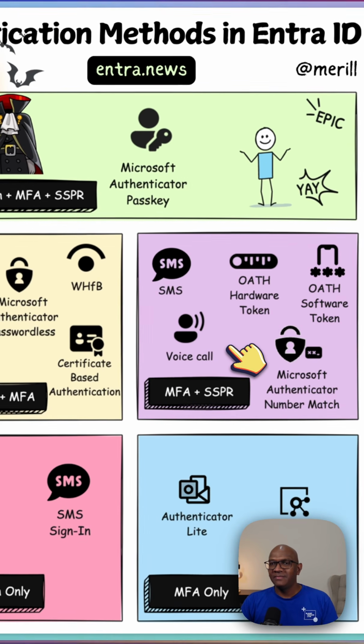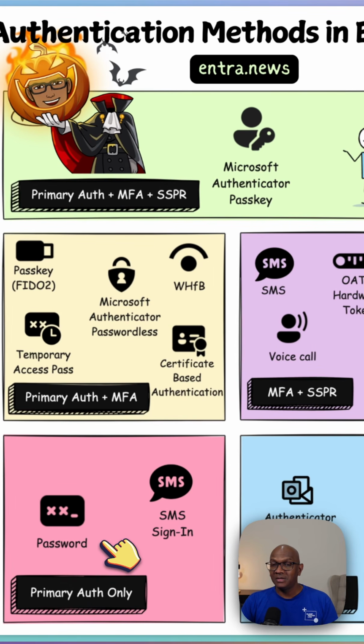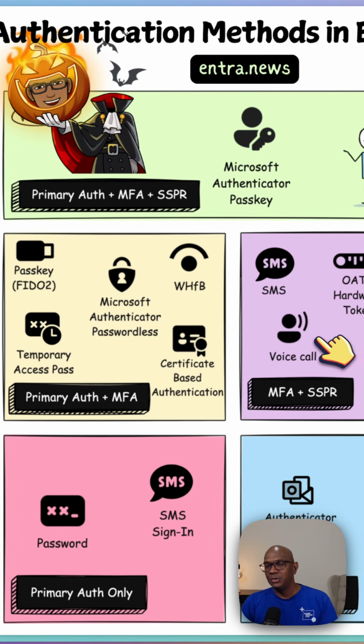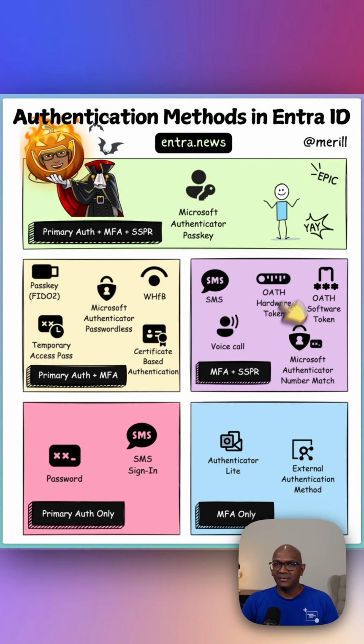Then you have the fourth category, which is auth methods which you combine with the primary auth, like a username password, and then you do an MFA, which is SMS, or using a voice call, or hardware token, or a software token, which is on the app, or using the number match on Authenticator app. Right now, these can be used with the self-service password reset feature today by combining with MFA, right? You can get to that.